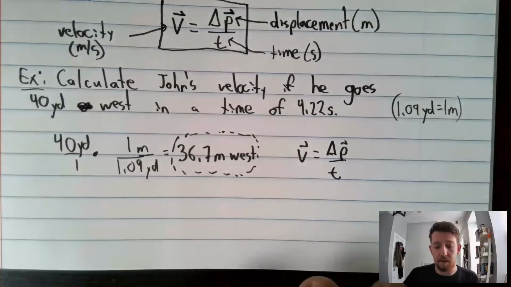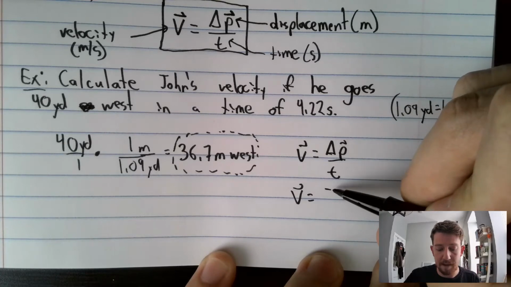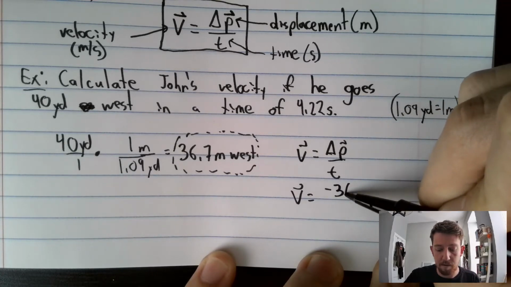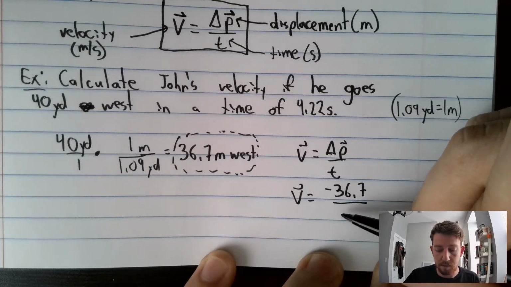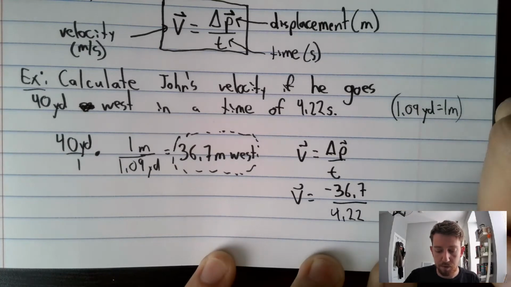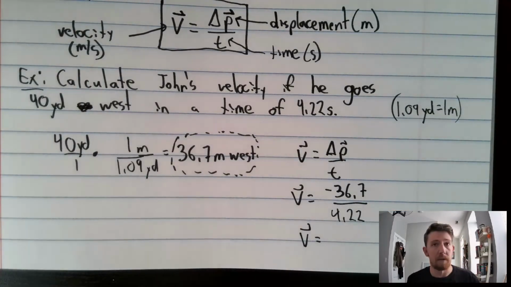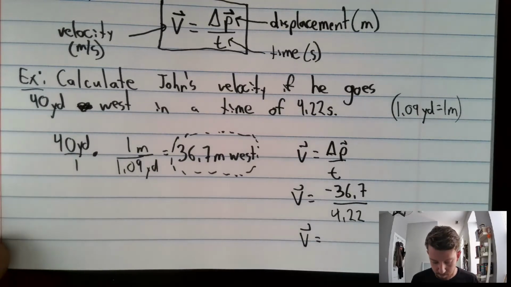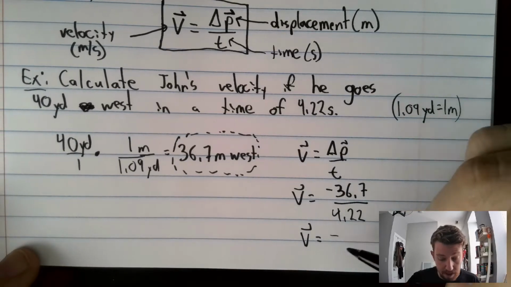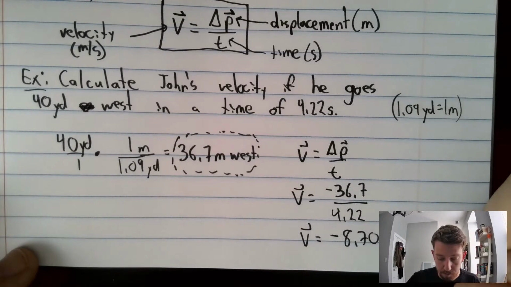But the important thing is that when you plug the numbers into the equation, you make them negative if they're pointing south or west. So negative 36.7 over 4.22. That'll get us our velocity. 36.7 over 4.22. Looks like his velocity is negative 8.70 meters per second.